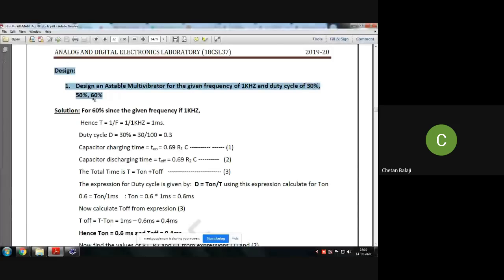Okay, design for all the 3 values, but simulate for any one. Simulation means it's nothing but doing the experiment in the software. Okay, copy the question.